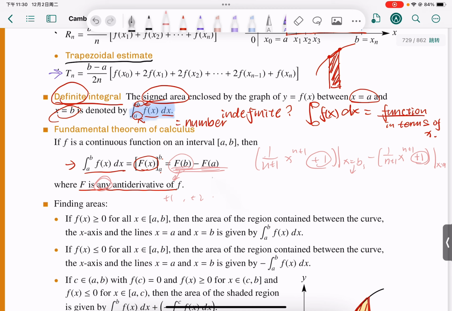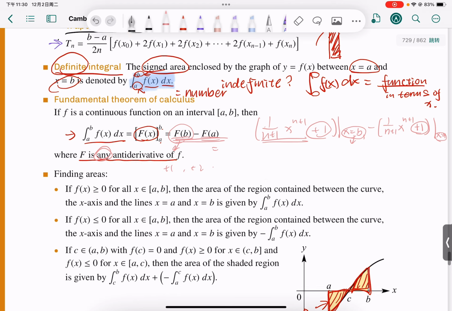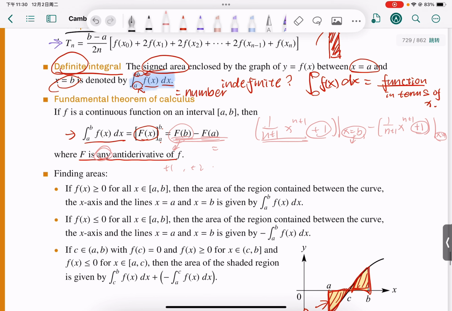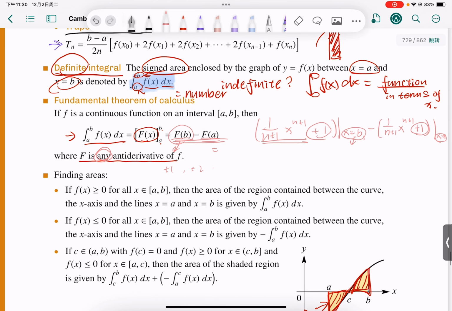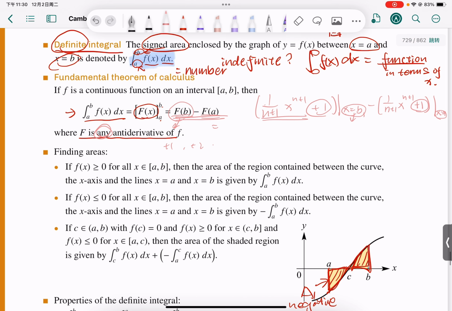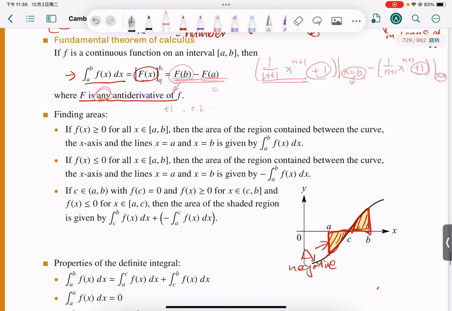Okay, so obviously fb minus fa is a number, right? So if we substitute x equal to b and x equal to a, where a and b are constants, into this function, then we should get a number. So always remember, for a definite integral, you get a number. For an indefinite integral, you get a function, because you don't substitute anything into the indefinite integral, so you have a function.